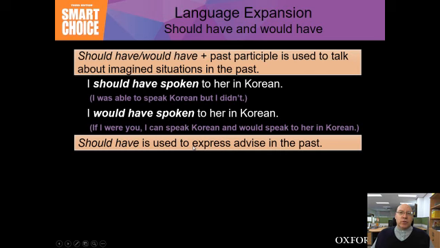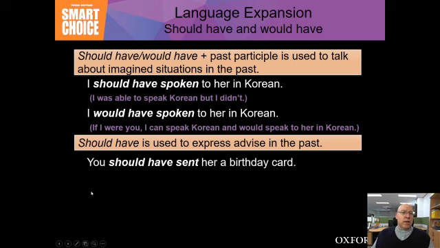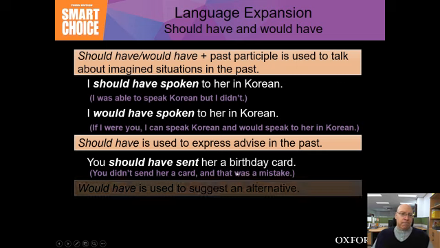Should have is used to express advice in the past. Again, this might come to a regret as well. I should have sent her a birthday card. Did you send her a birthday card? No, I didn't. But you should have. Okay, you should have sent her. So here, you didn't send her a card, and that was a mistake. You should have done that. Okay, you should have done it. It's a mistake. You have a regret.